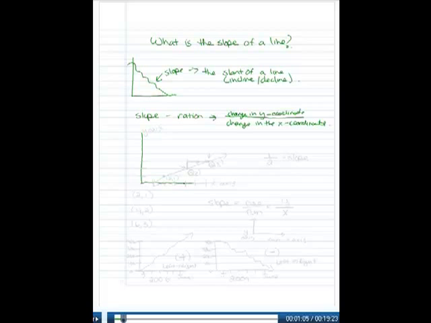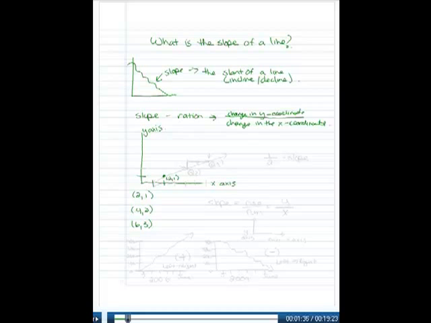So for instance, if this is my x-axis and this is my y-axis, and let's say I have a line with several points. I'll use these 3 points: (2, 1), (4, 2), and (6, 3). Let's say that these 3 points make up a line. So let's plot them first. I have x is positive 2 and y is 1. So there's my first point, (2, 1).